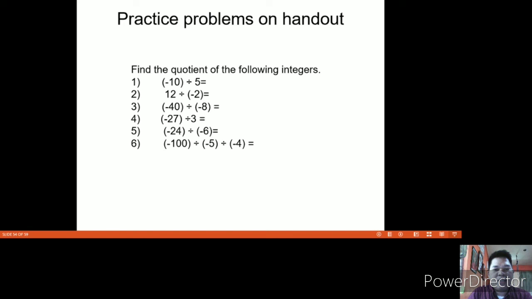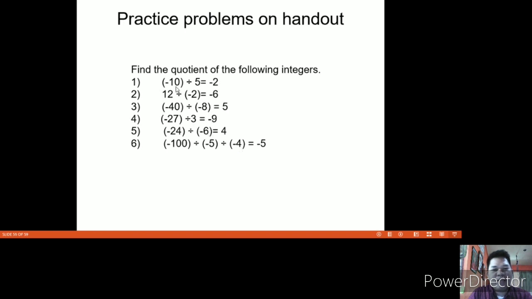Find the quotient of the following integers. Number 1, negative 10 divided by positive 5. Number 2, positive 12 divided by negative 2. Number 3, negative 40 divided by negative 8. Number 4, negative 27 divided by 3. Number 5, negative 24 divided by negative 6. Number 6, negative 100 divided by negative 5 divided by negative 4. So what is your answer? For number 1, what is your answer? Number 2, number 3, 4, 5, 6.